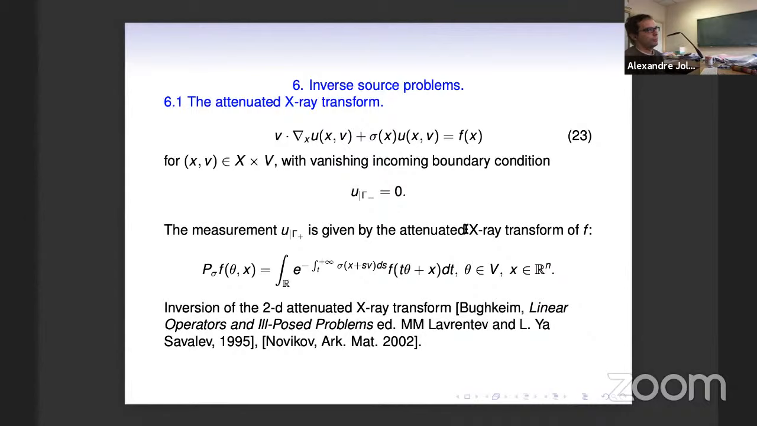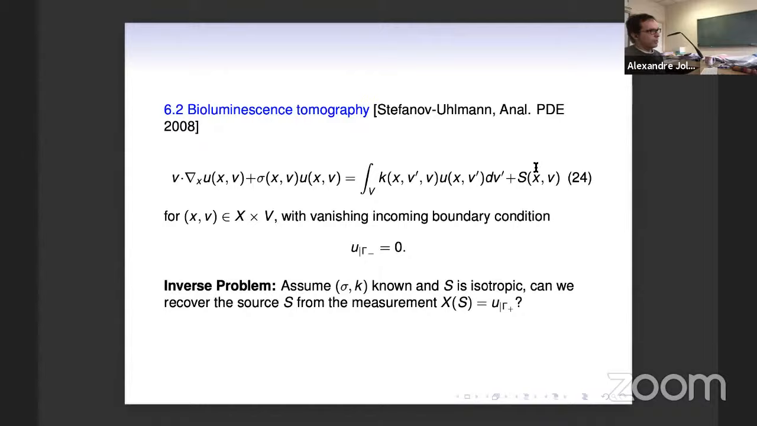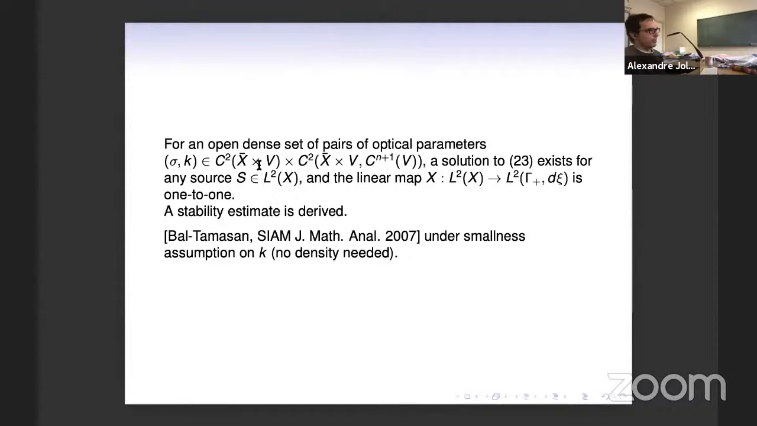Yeah, thanks. Sorry. The next slide is about bioluminescence tomography. Now you still have sources, but you have a scattering effect, so you are working with lower photon energy. Again, sigma and k are known, and you want to recover S from the data. Here, they applied pseudo-differential techniques on the measurement operator X. X sends S to the measurement, which is U restricted to gamma plus, where U is the solution of this.